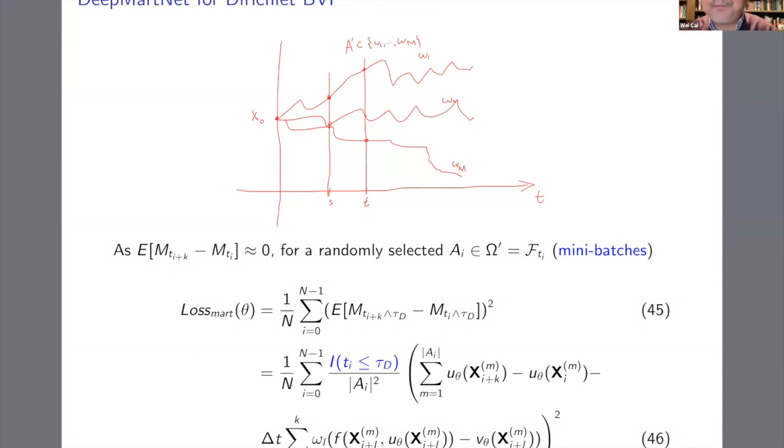So that's actually how it looks. This is the time, and this is your domain, your solution domain. You start from x0 and run the paths, so you have n paths. Now we want this to be approximately 0. So the loss function, for each i, you want this to be 0, so you take the square of this. You take the square of the expectation, and the expectation you calculate using the sample average over these paths. So you take a mini batch A_i, which is a subset of the paths.